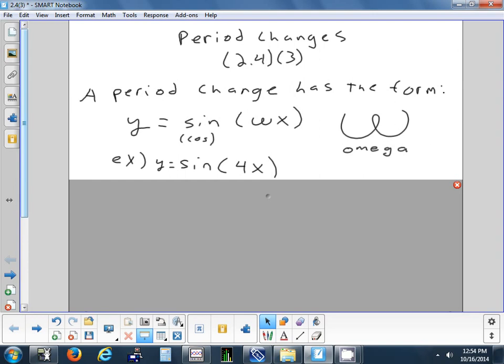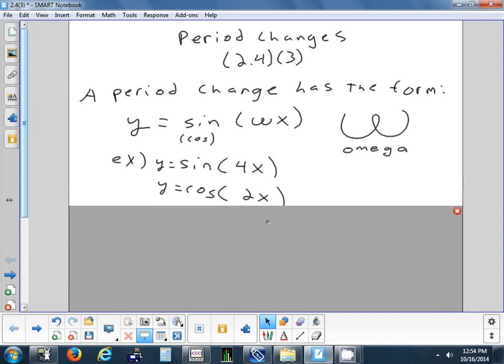So in this problem, we would say omega is 4, which just means the number in front of x. In this problem, omega is 2. That's how you can tell it's a period change. You're multiplying by a number, but the number is inside parentheses next to x. Yeah, it's a Greek letter. It kind of looks like a W. It's a lowercase omega.